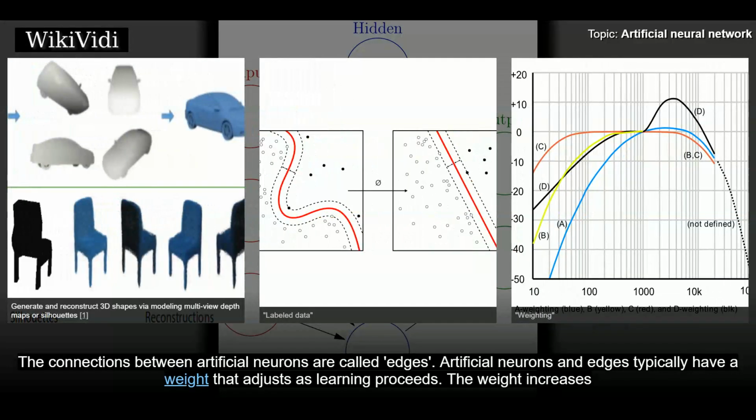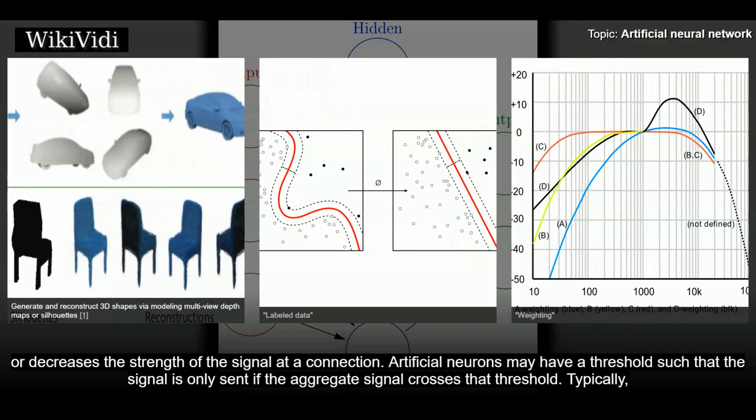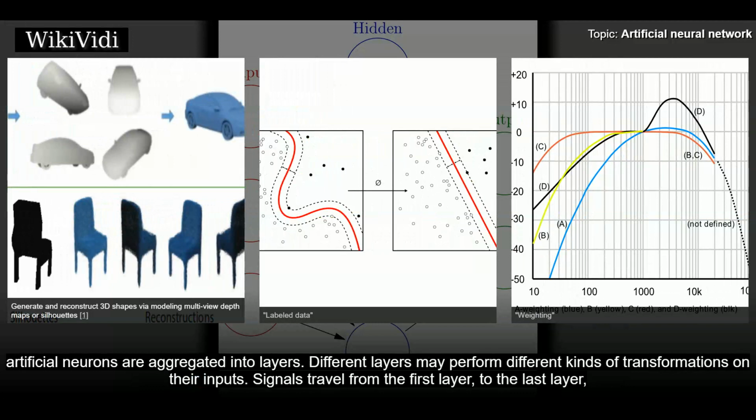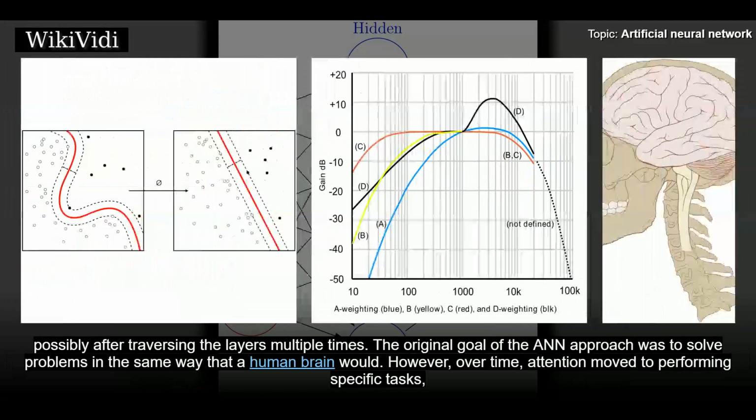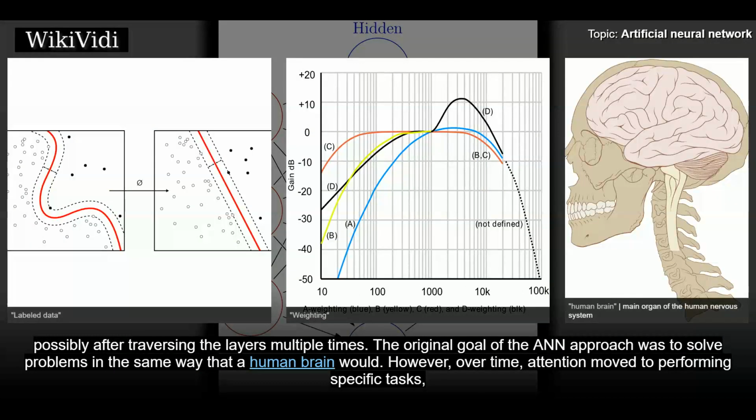The connections between artificial neurons are called edges. Artificial neurons and edges typically have a weight that adjusts as learning proceeds. The weight increases or decreases the strength of the signal at a connection. Artificial neurons may have a threshold such that the signal is only sent if the aggregate signal crosses that threshold. Typically, artificial neurons are aggregated into layers. Different layers may perform different kinds of transformations on their inputs. Signals travel from the first layer to the last layer, possibly after traversing the layers multiple times.